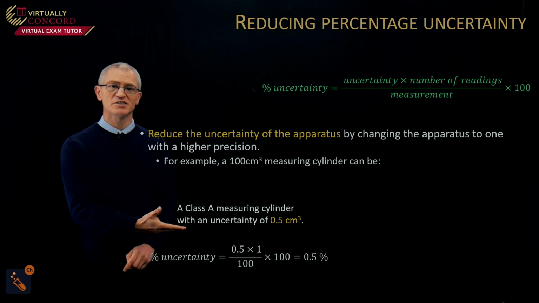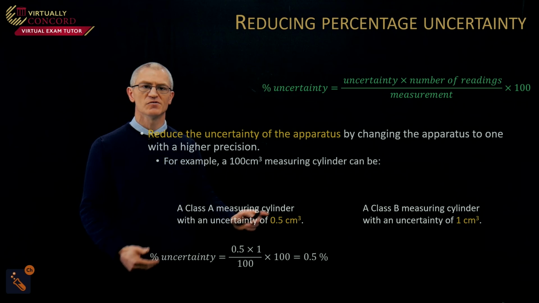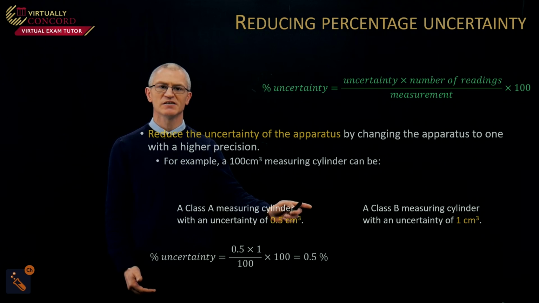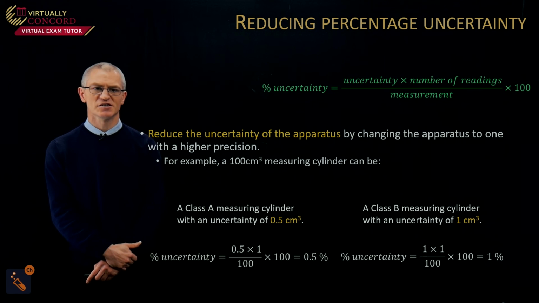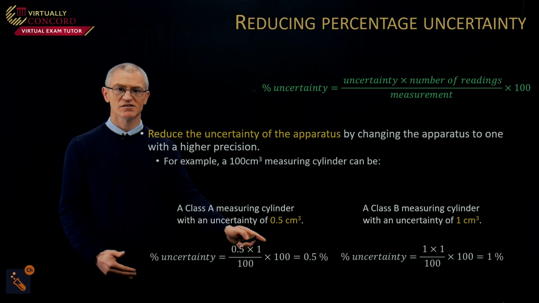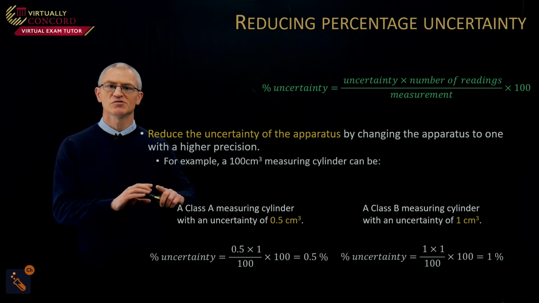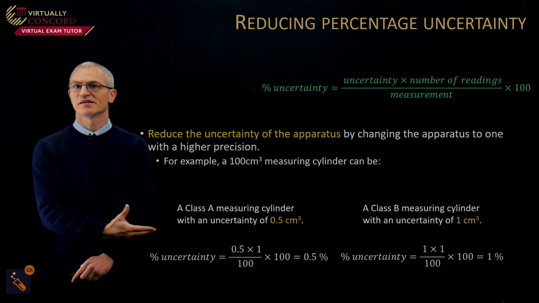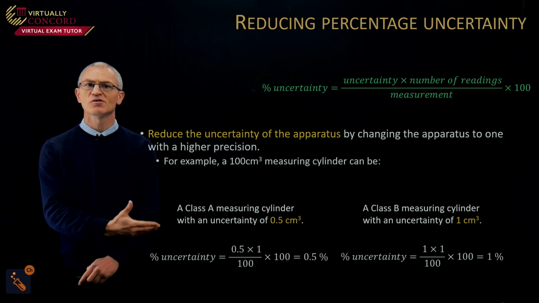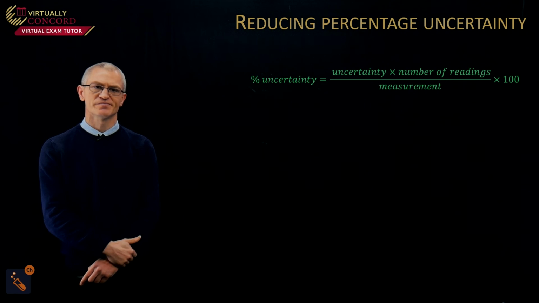Now, Class A is a more expensive piece of equipment, and you probably won't have it in your school. So we usually have Class B. Class B has an uncertainty of 1 centimetre cubed. If you put that into the equation, you get 1%. As you can see, you have changed your percentage uncertainty from 0.5 to 1% by the use of a different measuring cylinder. This is the least likely kind of answer. We're going to go on now to talk about the most commonly questioned, and that is the measurement.